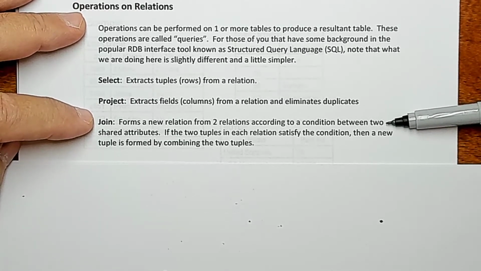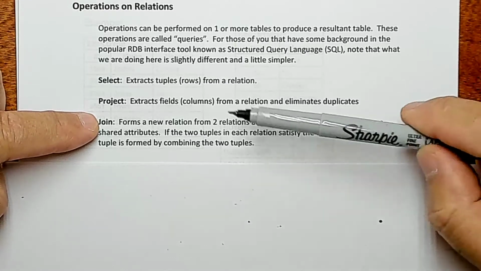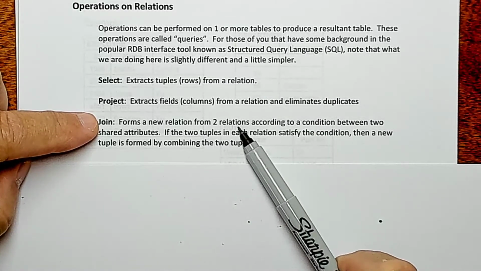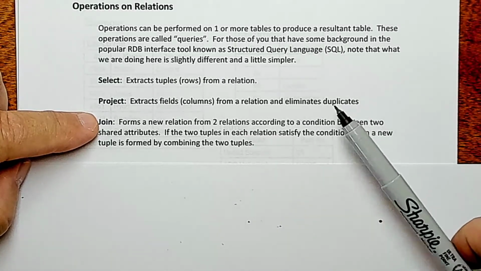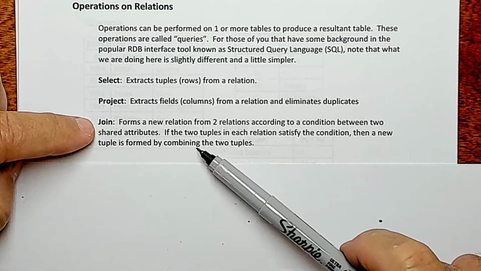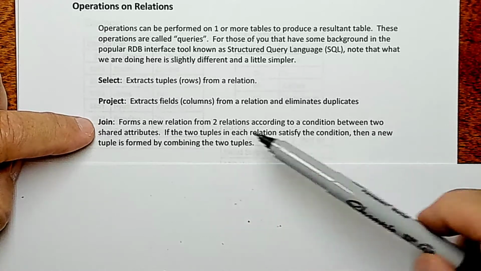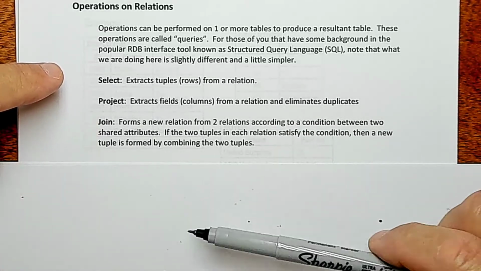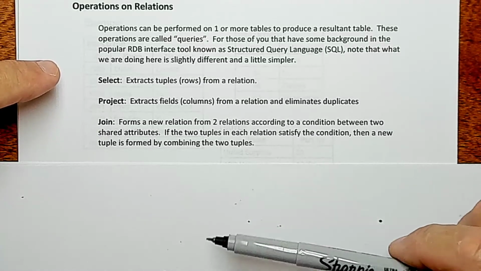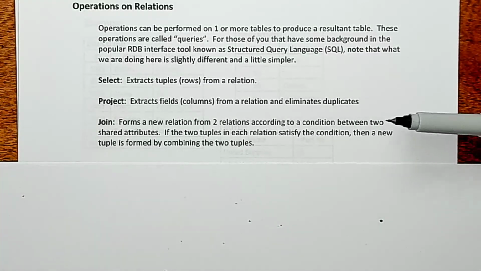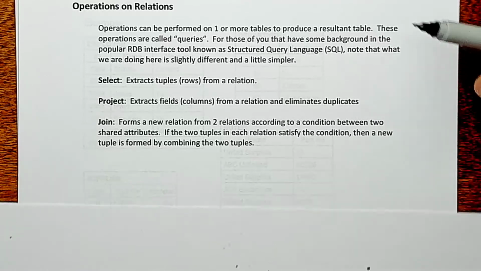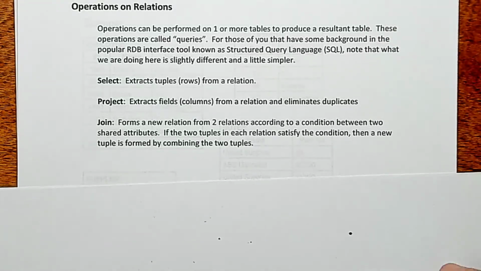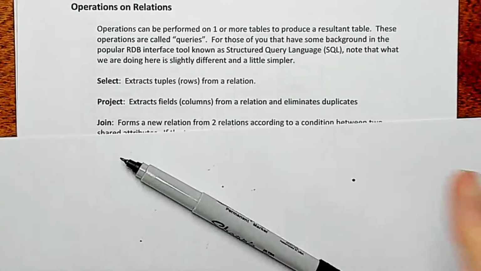So a join is a binary operation. It takes two relations or two tables and constructs a third table according to a condition between the shared attributes, which is a little bit like a relation, the condition between two tables. It's a little bit, but not exactly. All right, so the best way to understand these is just look at some examples. Okay, so let's do that.